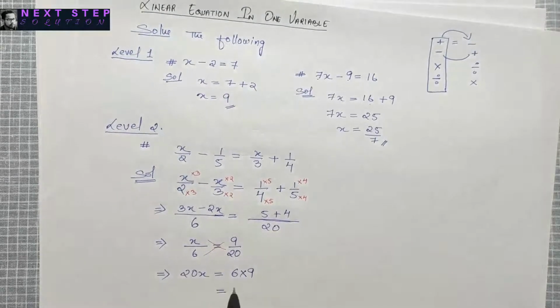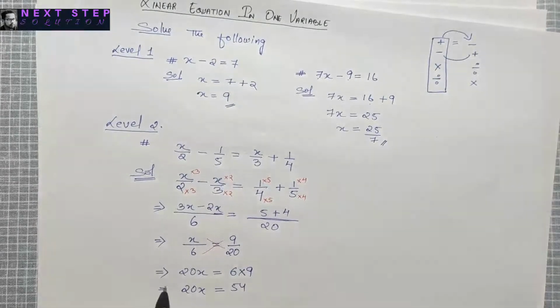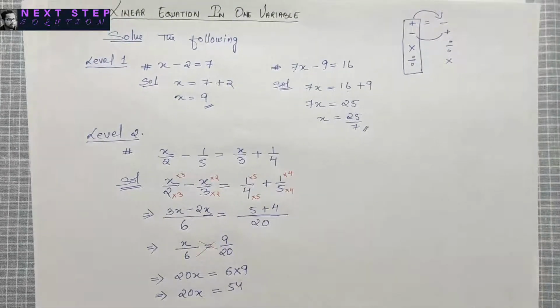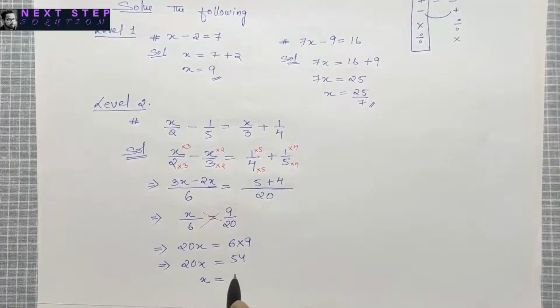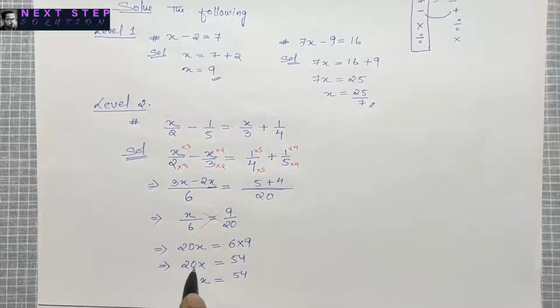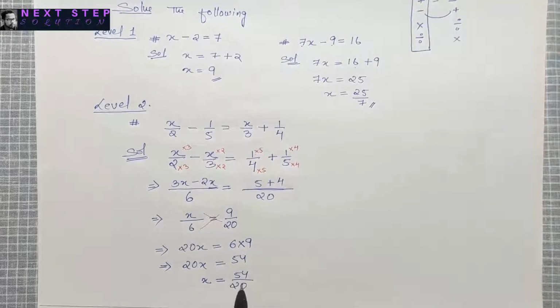In the next line, 6 9s are 54 and 20x. We don't need to find out 20x, we need only x. So if we write only x here, on the other side we will have 54. This 20 is multiplied with x. If we send it to the other side, it comes as divided by 20.